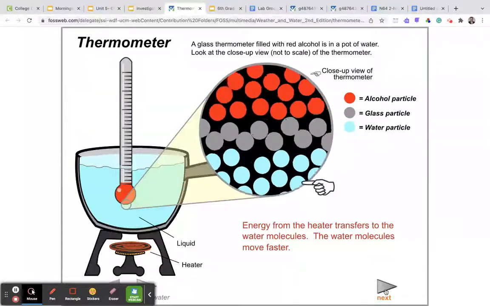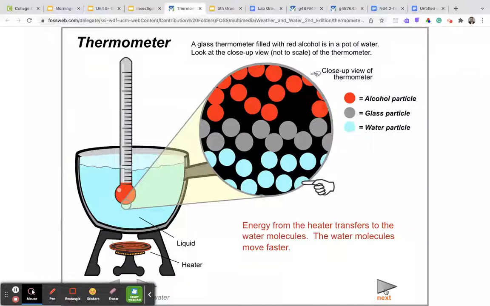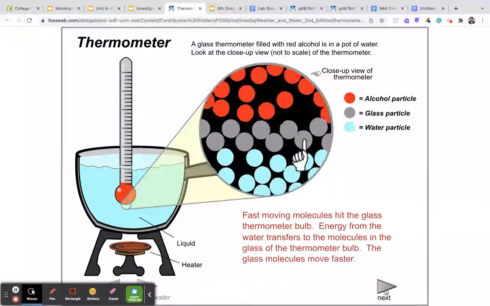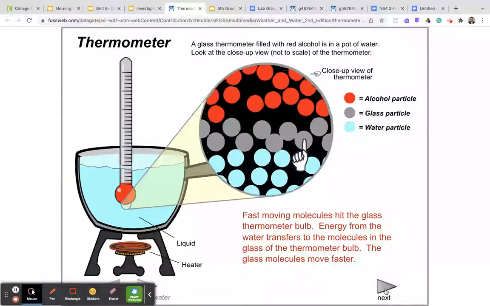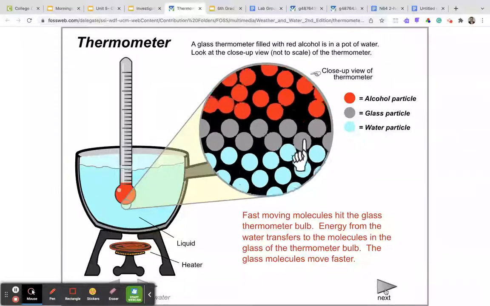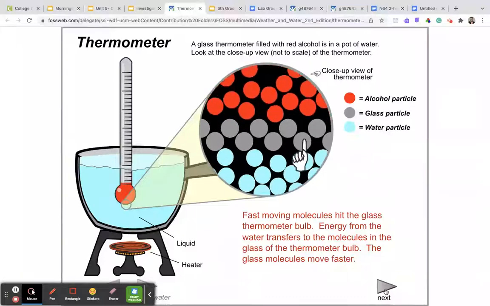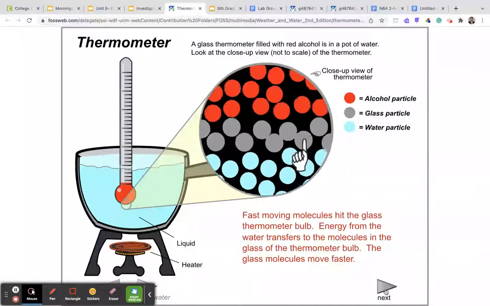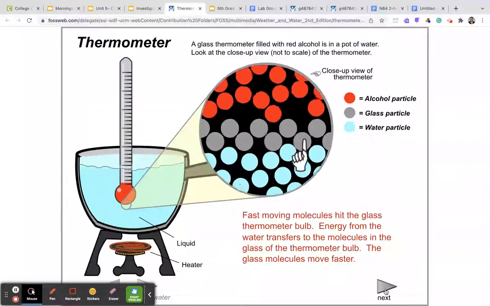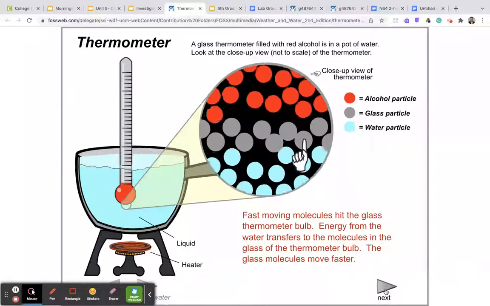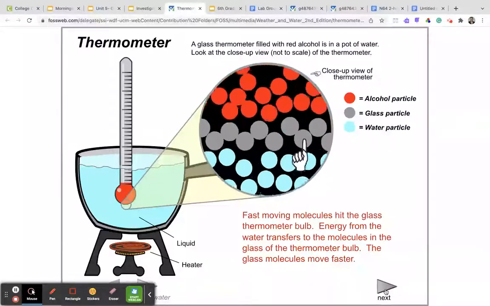So if I click on the next, I want you just to predict what you think is going to happen to the glass particles. Was your prediction correct? Did you think that the glass particles were going to start to move faster? Because if so, you are correct. The faster moving molecules hit the glass thermometer bulb. Energy from the water transfers to the molecules of the glass thermometer bulb, making the molecules in our glass move faster.